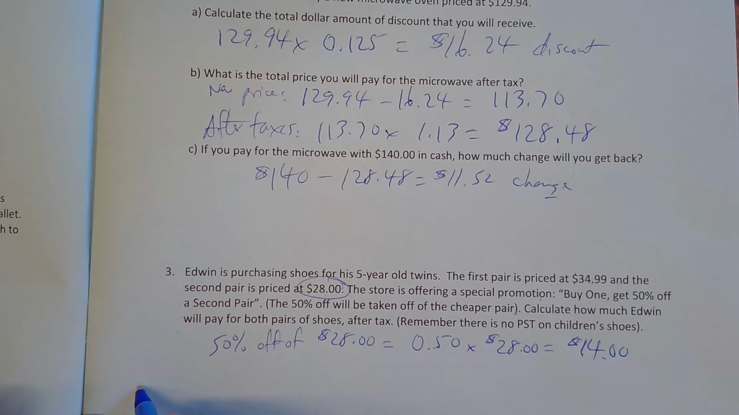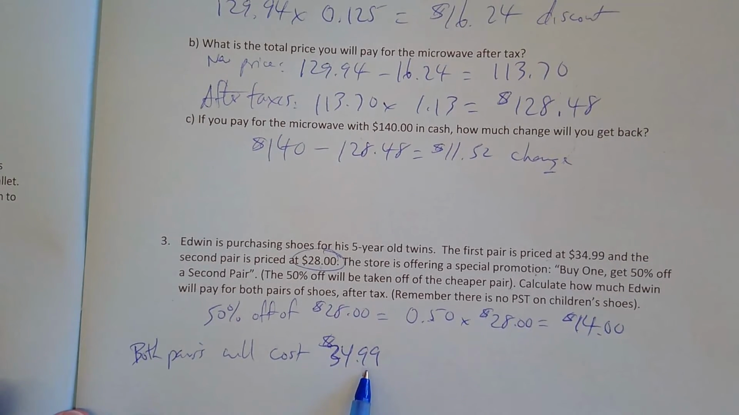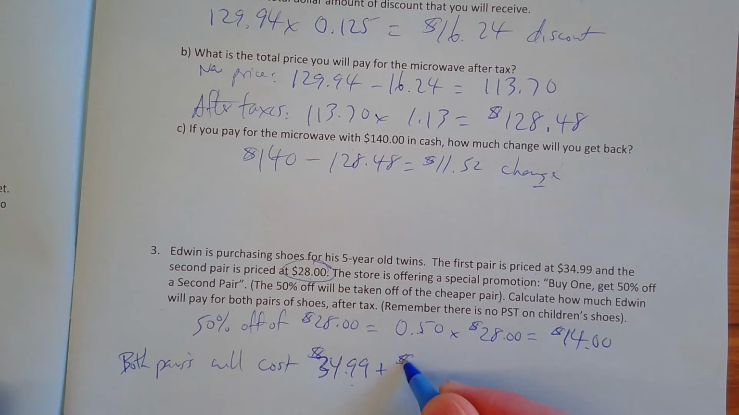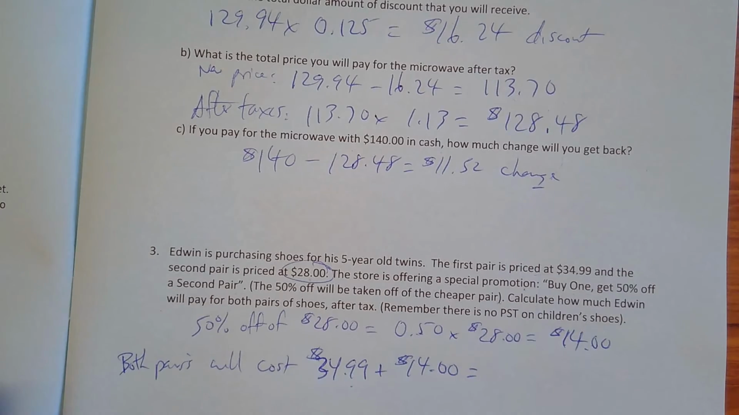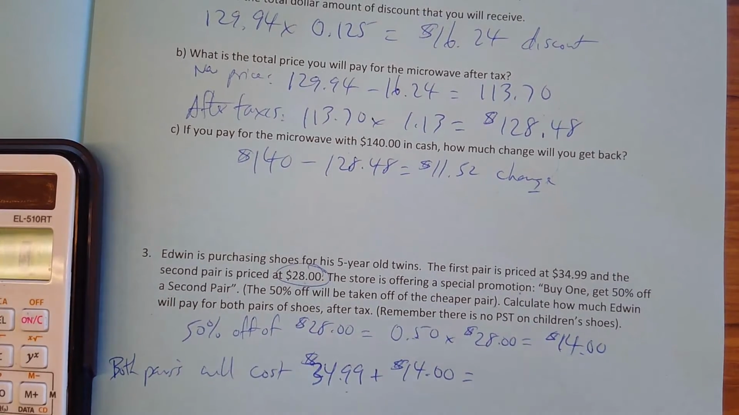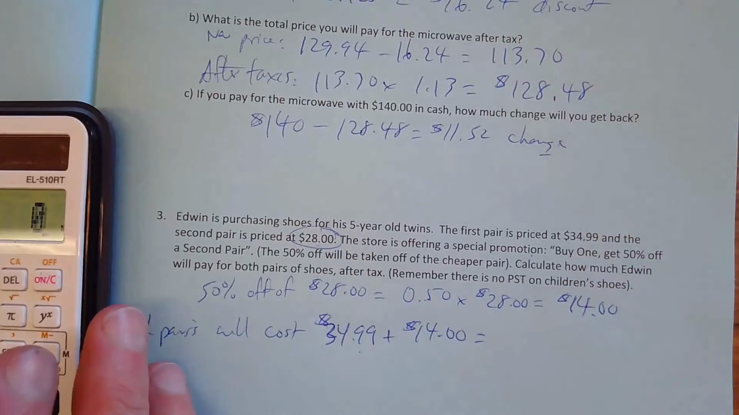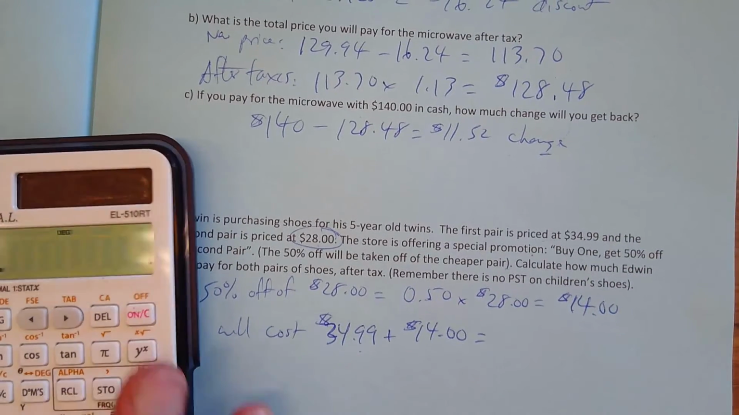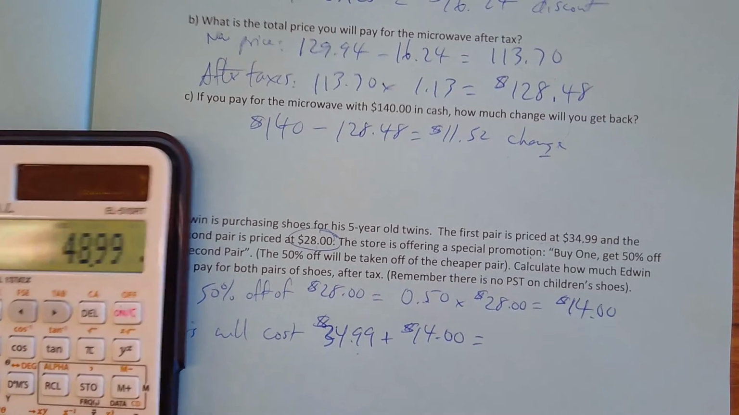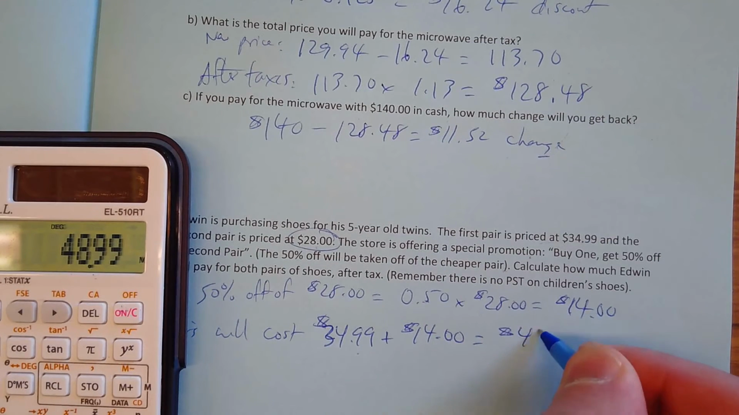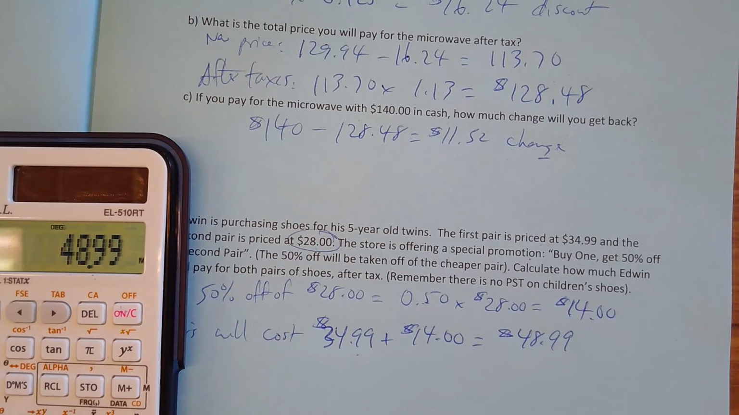Okay, so both pairs will cost $34.99 for the first pair and $14 for the second pair. So let's add those together to get our pre-tax amount. Pre-tax. $34.99 plus 14. So you're looking at $48.99 before you add taxes.